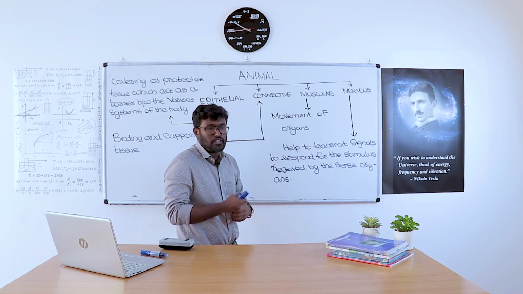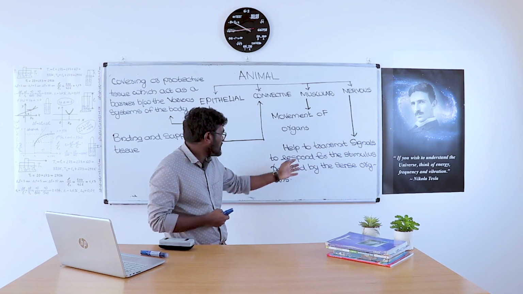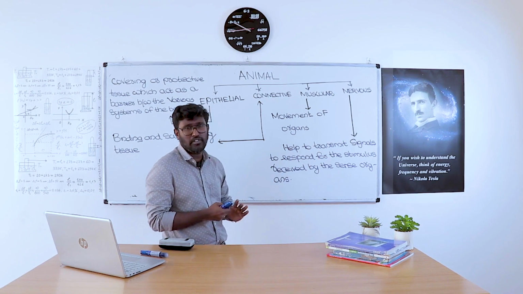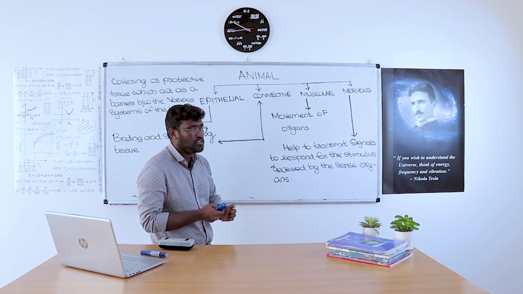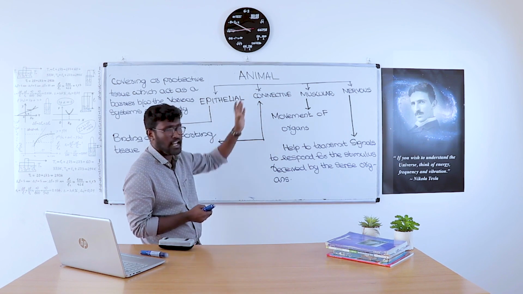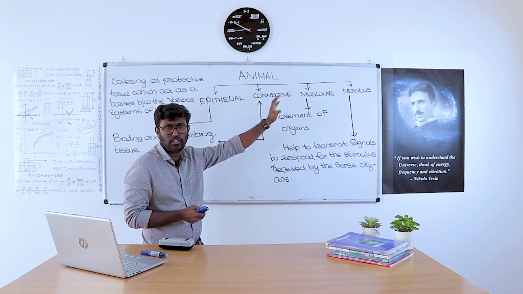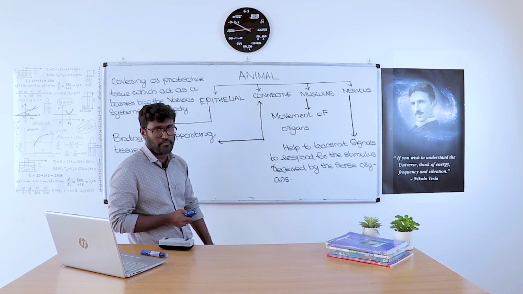Nervous tissue helps us to transmit signals in response to the stimulus received by the sense organs. So that's all about the nervous tissue. So what are all the tissues here? Animal tissue is classified mainly into four: epithelial tissue, connective tissue, muscular tissue and nervous tissue.